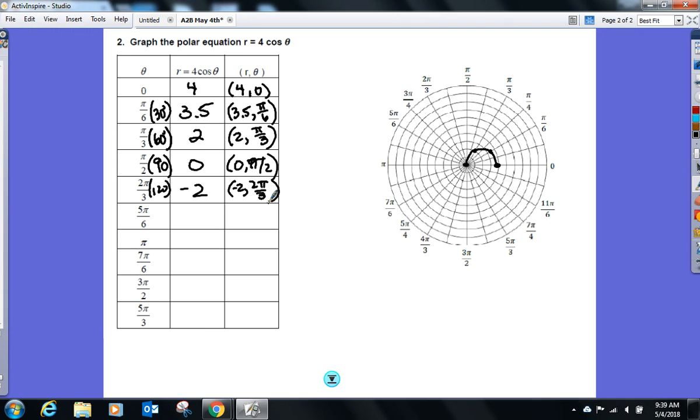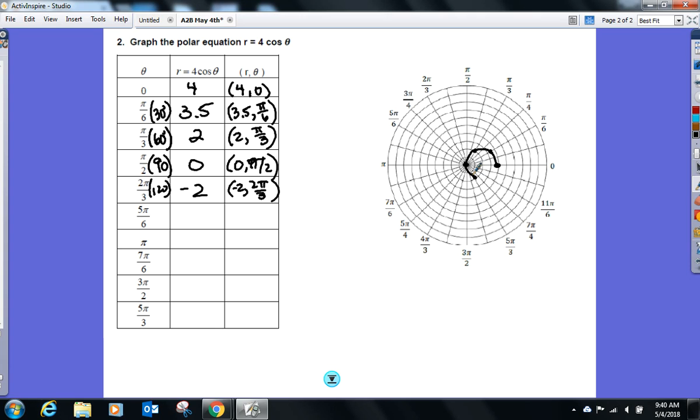Ready? Here's 2 pi over 3, but I'm not going to graph it here. Why not? If it's negative, I go on the opposite side. All right, so if it's negative, 2 pi over 3, right there. Please remember that. If it's negative, you go on the opposite side. I think that looks opposite to me. Should be at 5 pi over 3. Yeah.